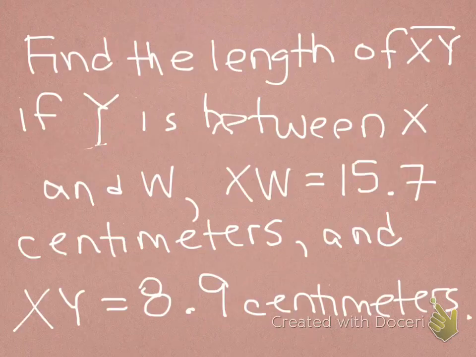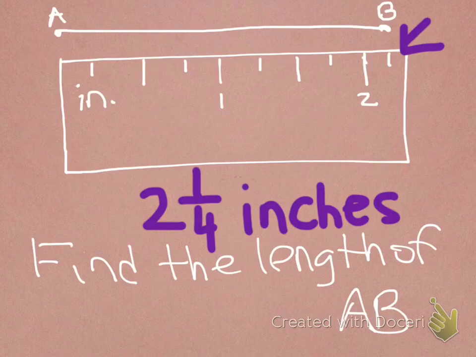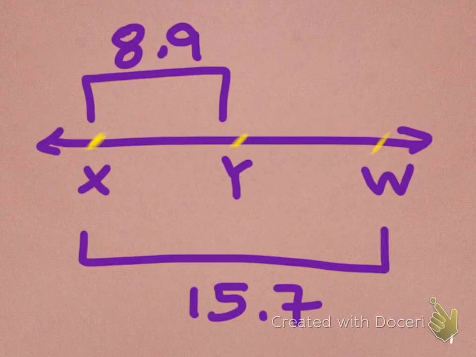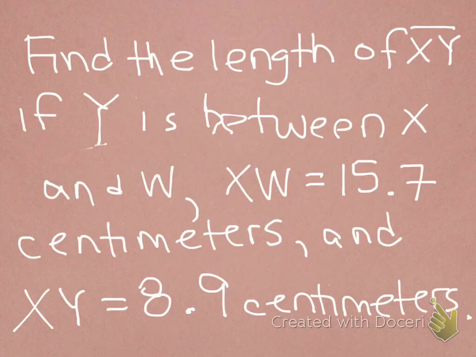So in order to find the length of XY, you know what? I think I messed myself up with these letters. Hold on. Okay, don't get confused. Let's back up here. I meant to say YW. That was the problem. Okay, so YW, if we go back here, YW is 8.9. Okay, so let's start over.